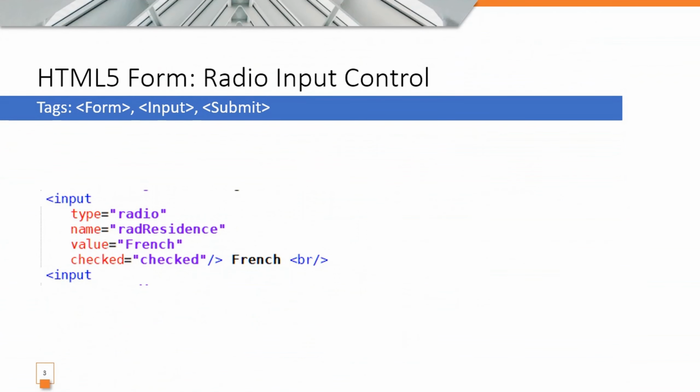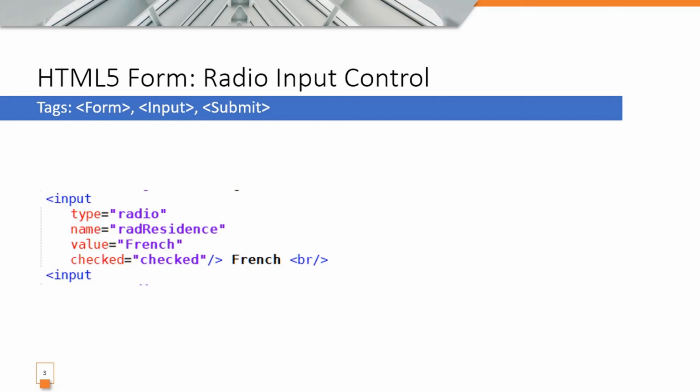Here you can see an example. The type is radio here. Name is RAD residence, value is French, and the checked attribute tells the browser to make this radio button checked by default. So here we specified type equal to radio, right?